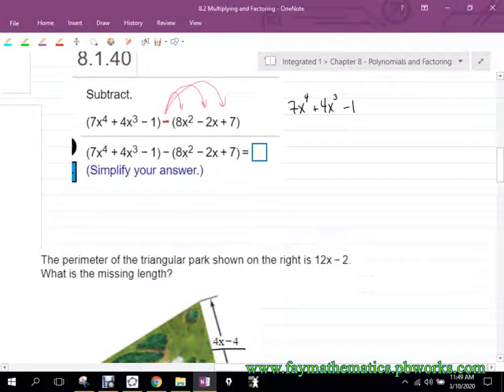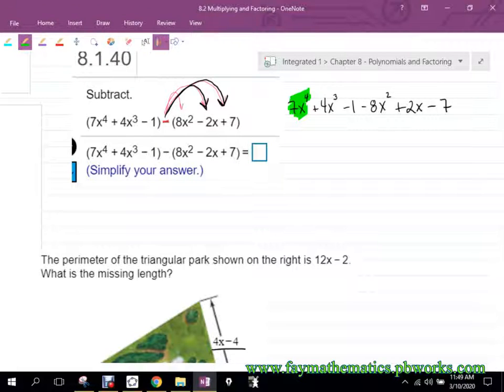Didn't distribute to anything there. Now if I distribute that, 8x squared becomes negative 8x squared, right? The negative 2x, what's a negative distributed to a negative 2x going to become? Positive 2x. And then a negative distributed to a positive 7 is going to become negative 7, right? So now we go through and we're just going to look to see, okay, can I combine any like terms?